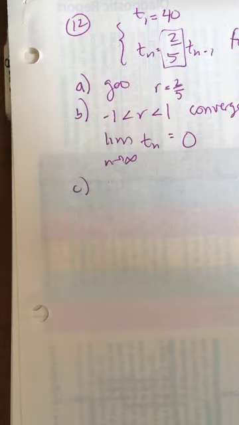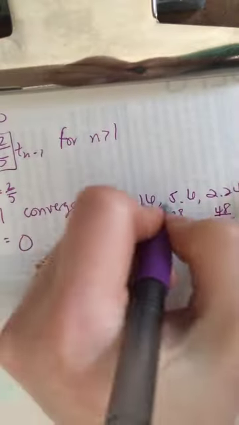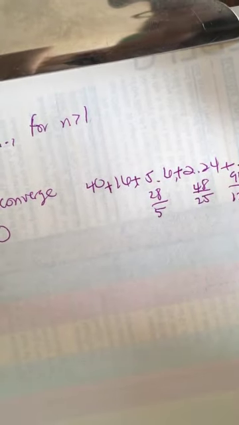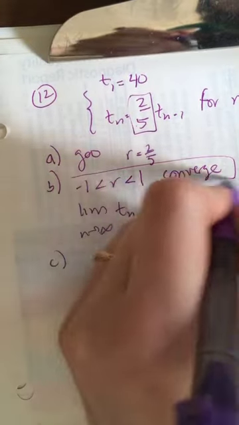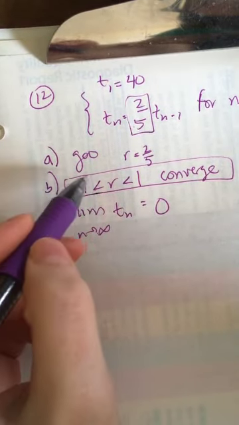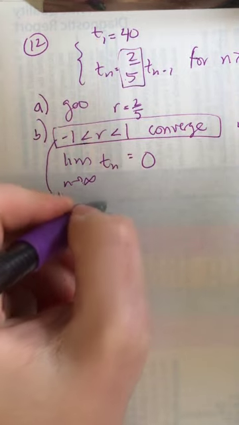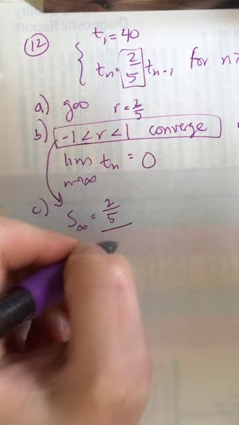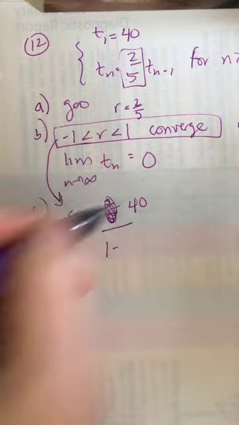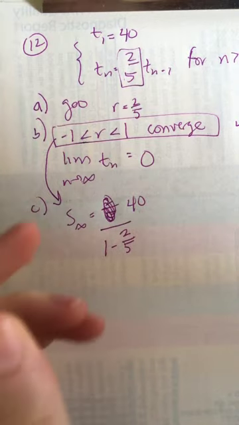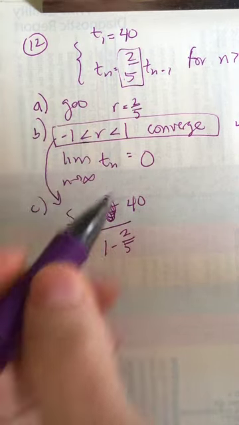And then C, does the limit of the infinite series converge? So what if I added all of these up going for infinity? If I add all of those up, does it converge? That's actually what this is for. This still helps you with the sequence, but this would be for the series. Since it is a yes, then I'm going to know that in the end it's going to add up to the first term, 40, over 1 minus r. My r is 2/5 because it's in between my -1 and +1.